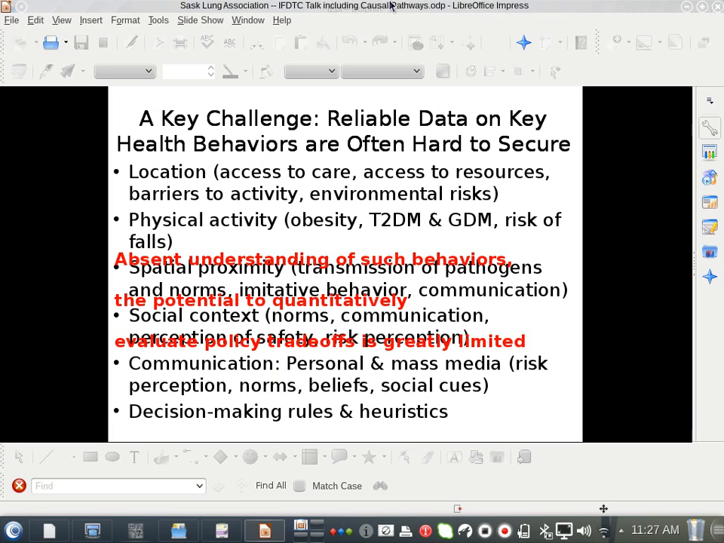And the problem is that absent understanding of behavior that involves these components, involves where people spend the time and the physical activity with which they're presented, their proximity to other individuals and their interactions with others.